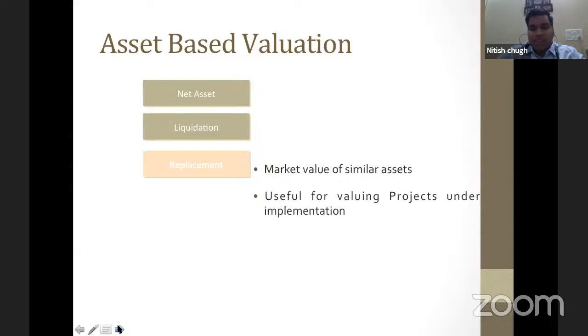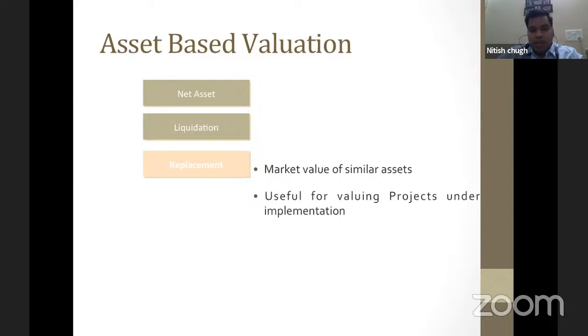So this method is very useful for valuing projects that are under implementation. For example, a particular intangible asset that is under development. Whatever cost relating to research and development has been incurred till date, or whatever additional amount is required to create a similar asset, will be considered as the replacement cost, and it is useful for determining the value of the asset in the balance sheet which is not complete.